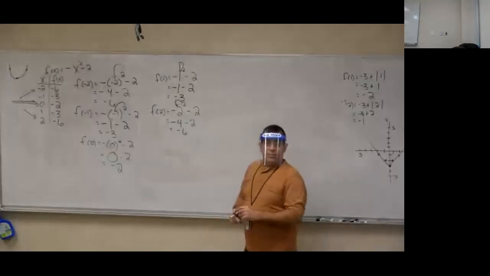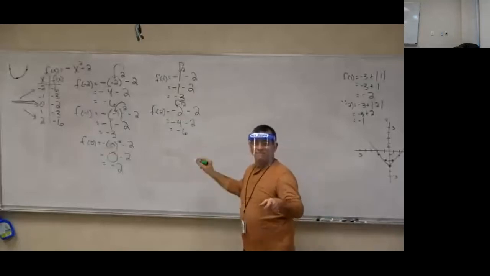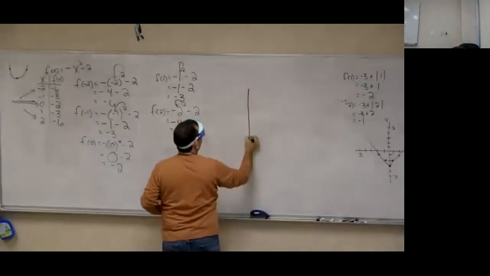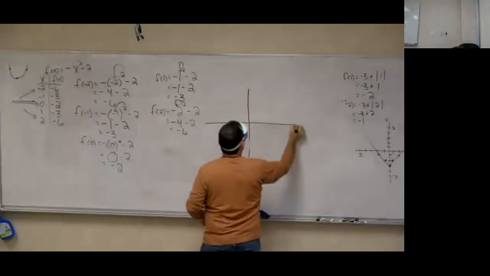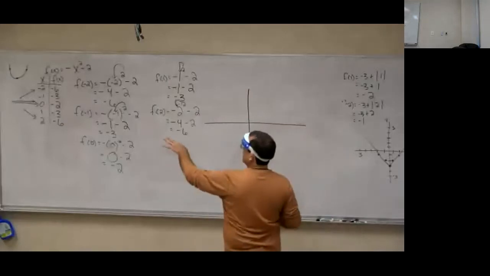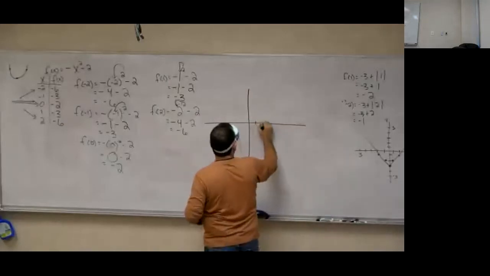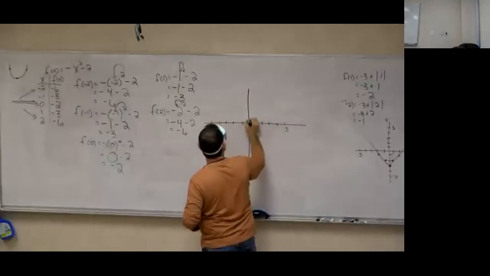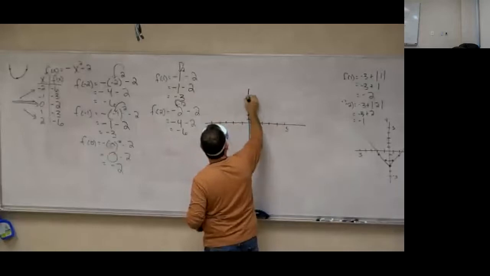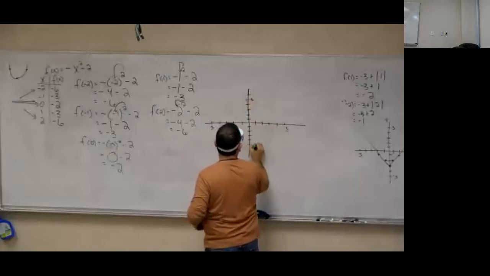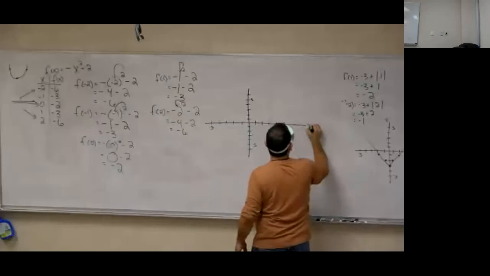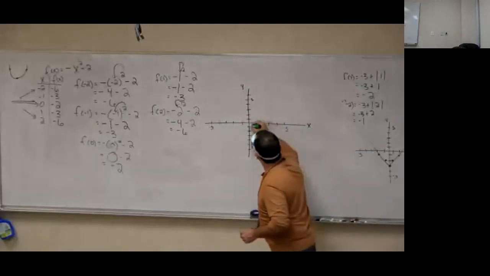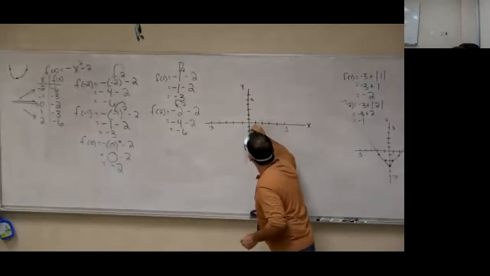Hey, question on that? Y'all want me to do the graph? And they're being nice. They're keeping the numbers fairly small for us. All right, well, first point would be the 0, -2. So that'd be right here.